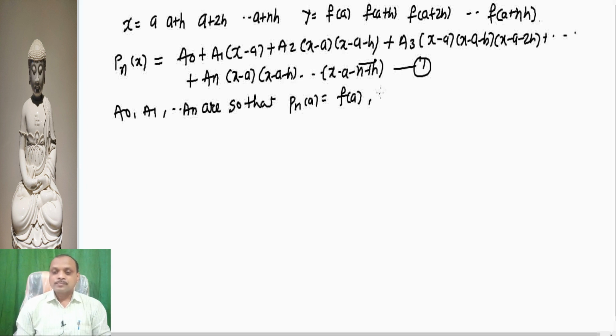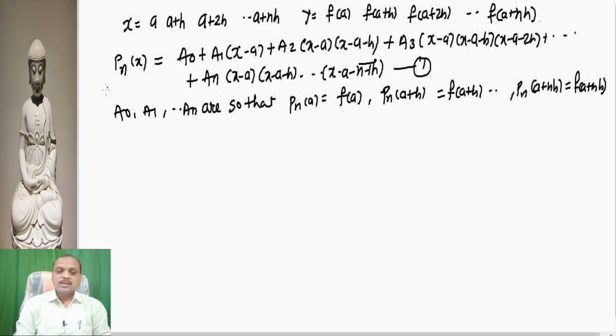Pn of a plus h equals f of a plus h. Similarly, the polynomial at a plus nh equals f of a plus nh. So the coefficients are determined. We determine these constants a0 to an so that whenever Pn of a equals f of a, Pn of a plus h equals f of a plus h, and Pn of a plus nh equals f of a plus nh.